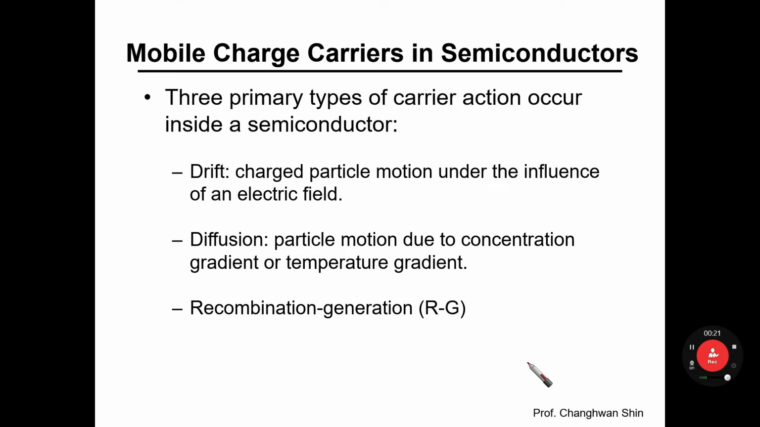As we have learned, there are two primary types of carriers. What are they? Electron and hole, right? An electron is a negatively charged carrier in silicon, and a hole is a positively charged carrier in silicon. Electrons and holes are created in pairs in pure silicon material.